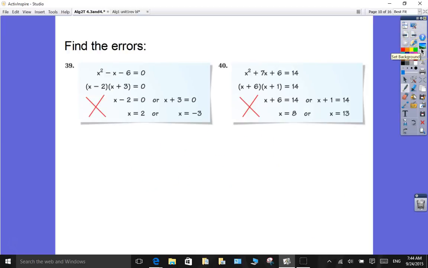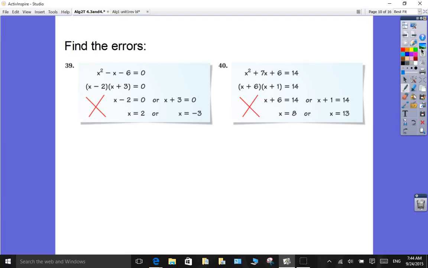Okay, spot the errors. What did they do wrong on this side? Negative 2. It should have been negative 3, positive 2. Okay, I think you have the pluses and minuses switched up. How about the number 40? What did they do wrong?